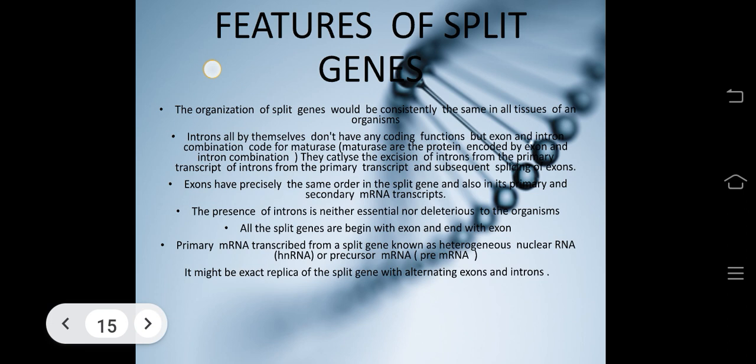The presence of introns is neither essential nor deleterious to the organisms. All the split genes begin with exons and end with exons. Primary mRNA transcribed from a split gene is known as heterogeneous nuclear RNA, hnRNA, or precursor mRNA. It might be the exact replica of split genes with alternating exons and introns.